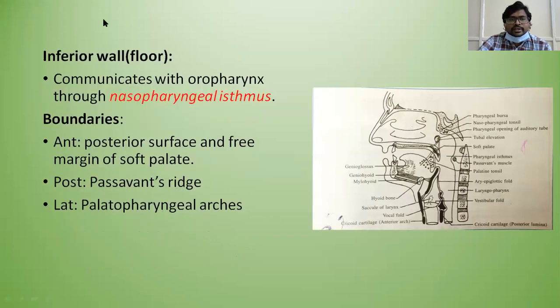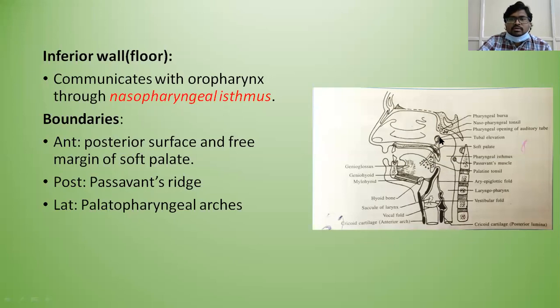Now inferior wall or floor. The inferior wall is deficient. It communicates with the oropharynx through an isthmus known as the nasopharyngeal isthmus. See, this is the nasopharyngeal isthmus. Anteriorly, it is bound by the lower border of the soft palate, posteriorly by Passavant's ridge, laterally by palatopharyngeal arches.